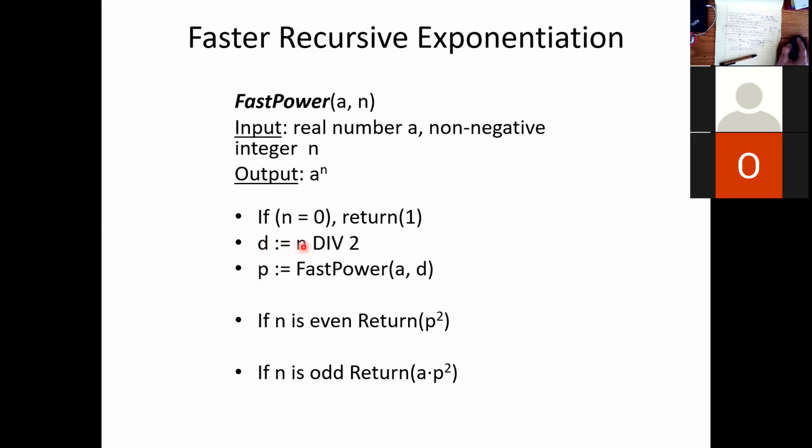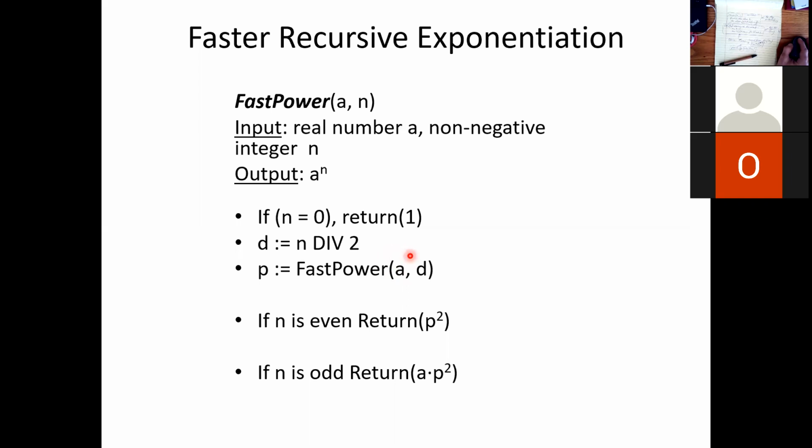So I jump from n to element d, which is roughly twice smaller, exactly twice smaller in case of even, and even slightly smaller in case of odd. And I run recursively the FastPower algorithm on that exponent. So I take a to the d here.